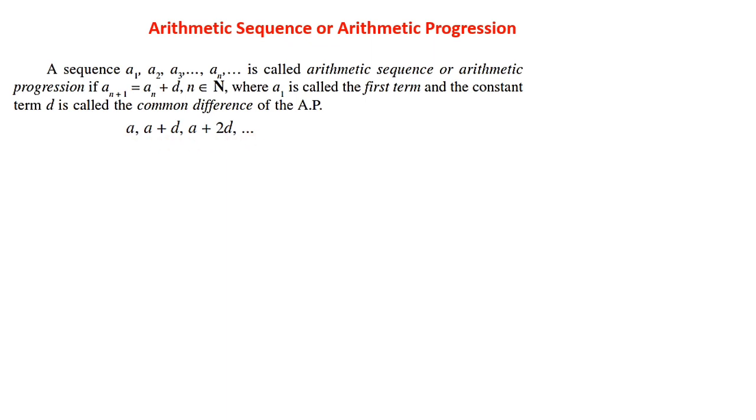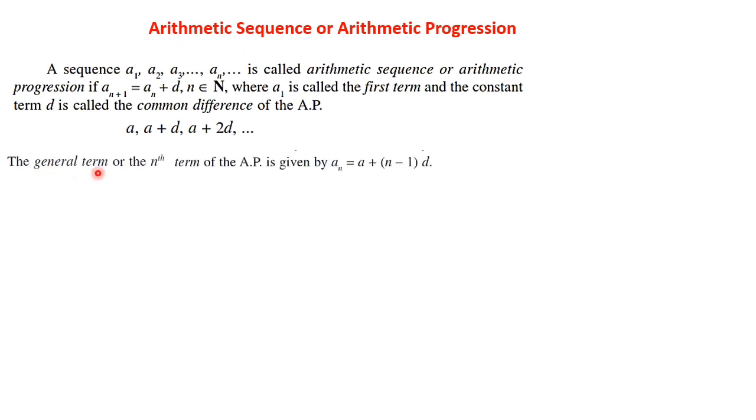When we add the common difference d to the first term, we get the second term. The second term plus the common difference gives the third term, the third term plus d gives the fourth term, and so on. Here we are adding the common difference to get the next term, so addition is the rule. Adding a constant to get the next term is the rule here, and a sequence formed this way is called an arithmetic sequence or arithmetic progression.